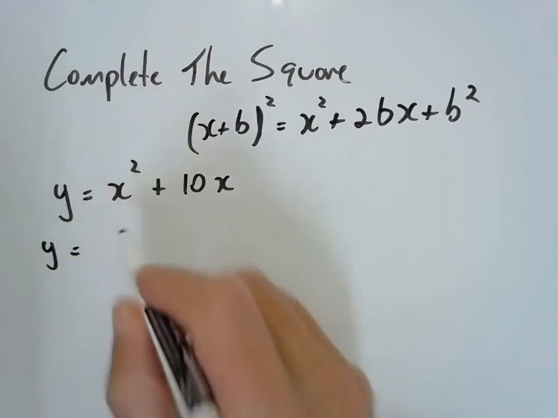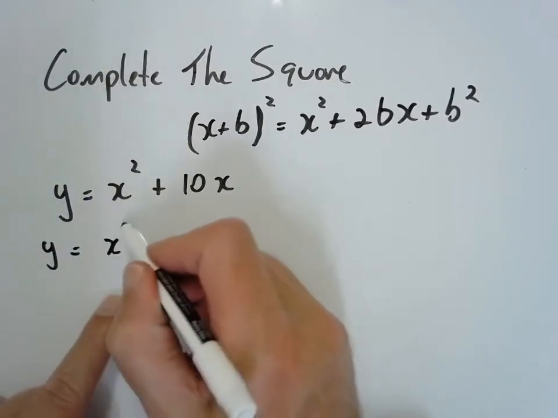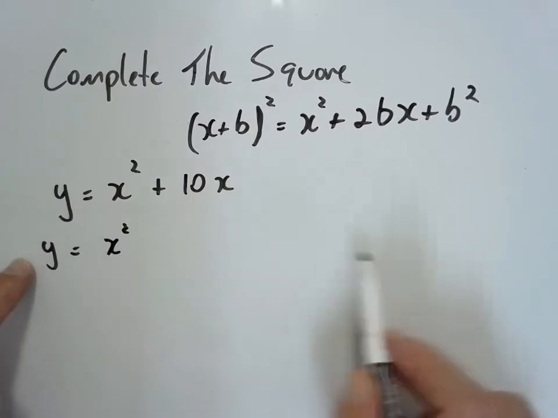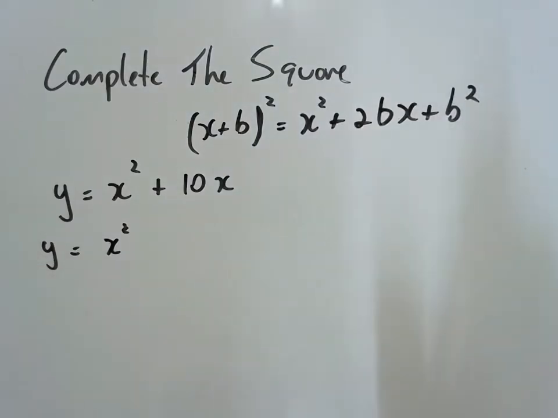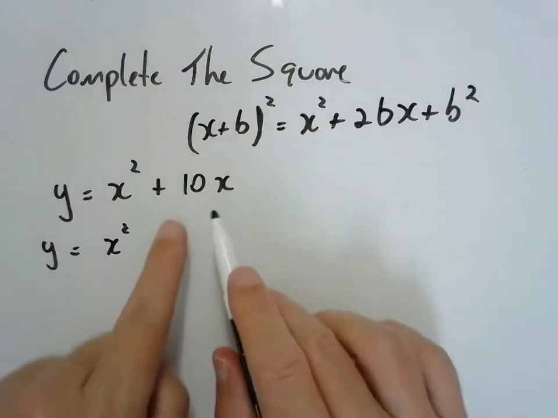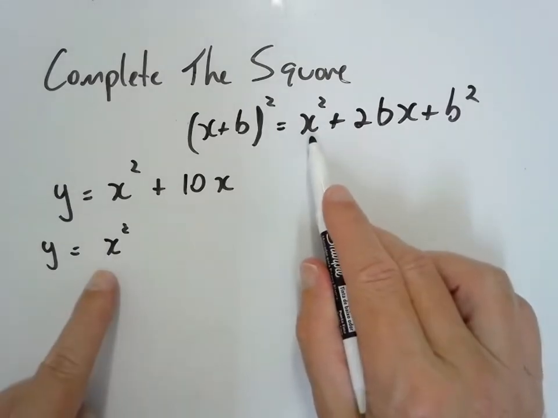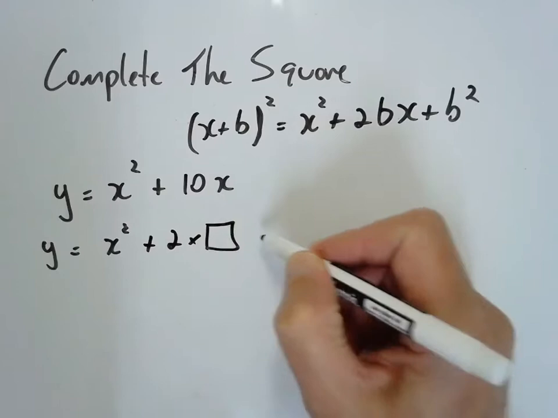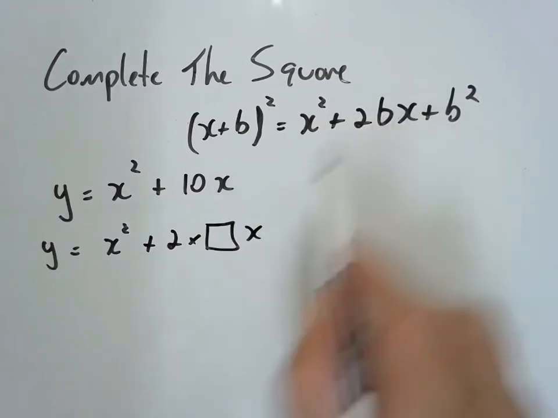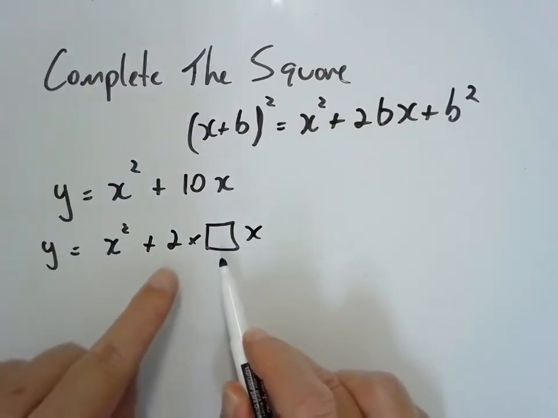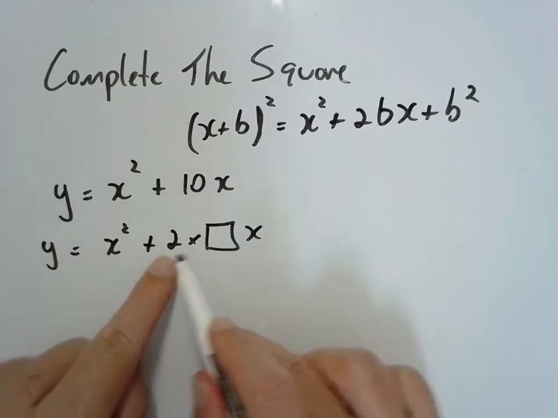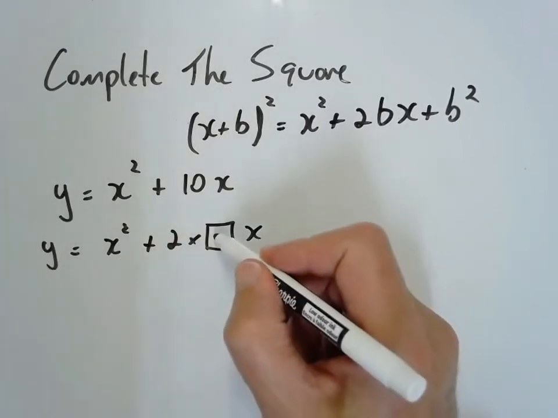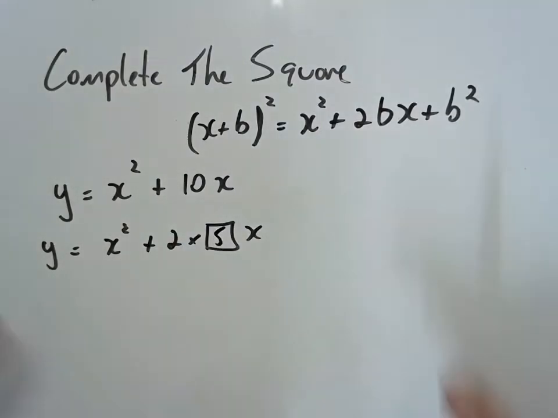So y equals, here's our x squared. So we want to rewrite this and not change anything, but get it into the right factor form. Okay, here's our x squared, and we want to add 2 times something x. Here's our something. So that we don't change it, 2 times what is 10? 2 times 5 is 10. So you can see that that line and that line are exactly the same, haven't changed anything.